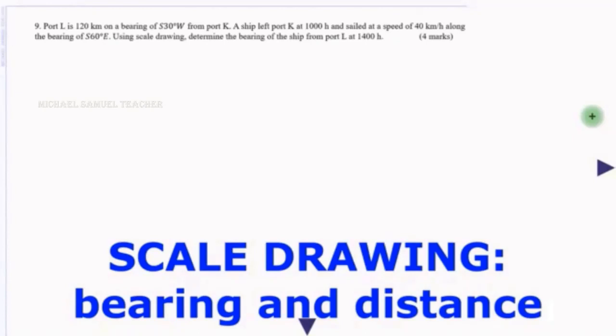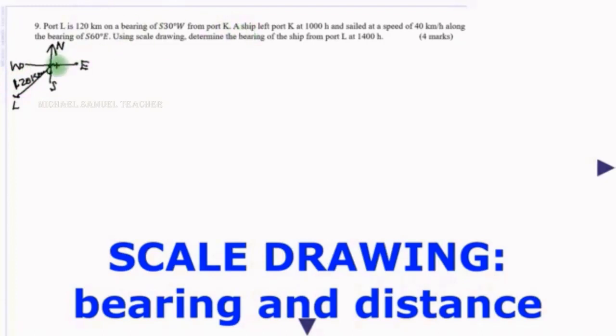So Port L is 120 km on a bearing of 30 degrees south of west. Now, if I consider this very important, this is north, south, then east, and then west. So it simply means that Port L from K, we take K as our origin, and then from there, that is 30 degrees southwest to L, and that is 120 kilometers.